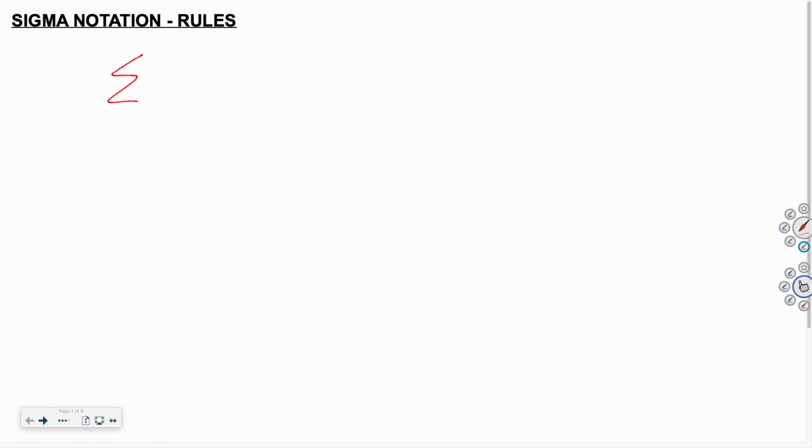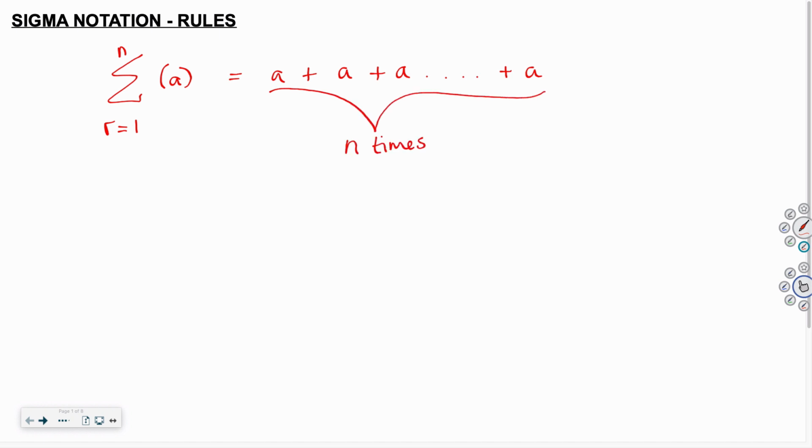So, if we have the summation of A, where A is just a constant, from r equals 1 to n, what we're saying is we are adding A plus A plus A all the way to A, n times, because n is our top counter. So we're saying A plus A plus A, n times. So what that means is that's actually n times A. So this summation here is equal to n times A, where A is a constant.